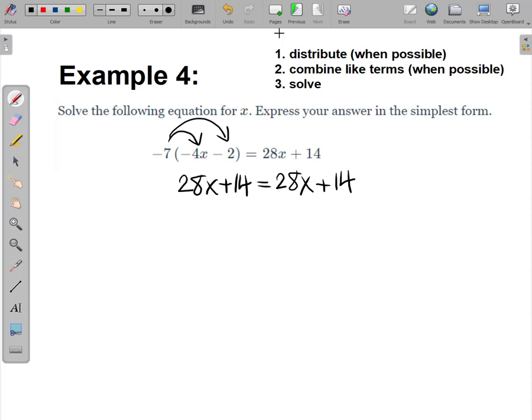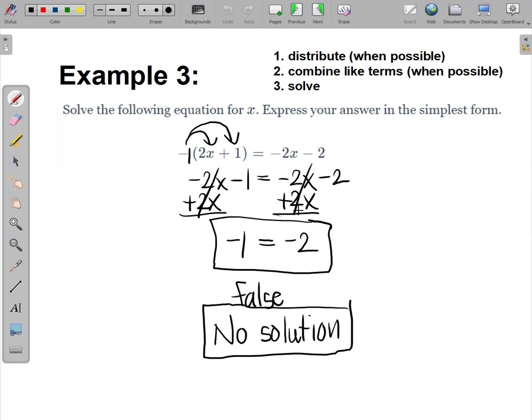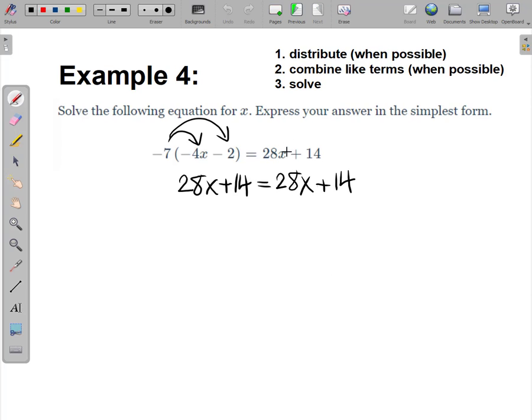But again, just like I said in the last example, in example 3, you have to try and isolate the variable. In example 4, I'm going to attempt to move the 28x on the right side to the left side by subtracting 28x on each side. Now, I understand they're going to cancel, so it's arbitrary whether you move left or right. Just make sure you use the properties of equality. On the left, 28x minus 28x cancels, so I bring down 14. On the right side, 28x minus 28x cancels, and then I bring down 14.